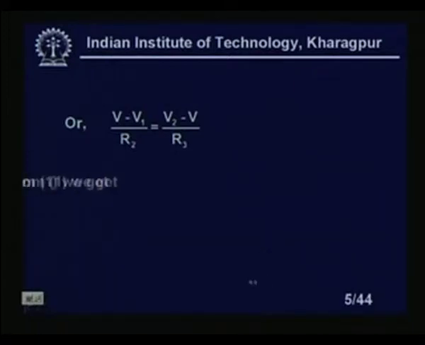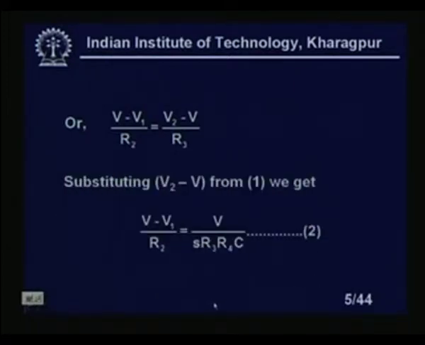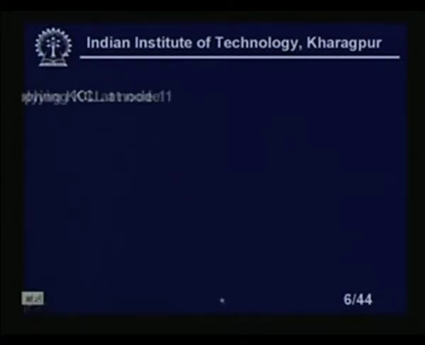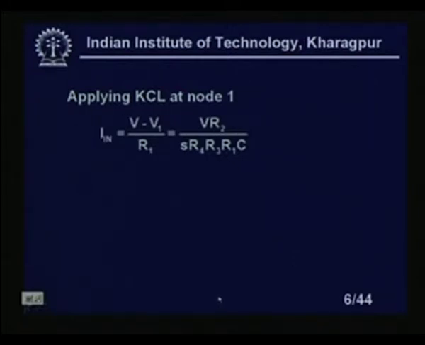So, if this is the equation, then obviously, substituting V2 minus V from equation 1, we get (V minus V1) by R2 equal to V by S R3 R4 C, right. So, applying KCL at node 1, I can write I in, that means the current which is flowing inside just at the input node, (V minus V1) by R1 equal to V R2 by S R4 R3 R1 C.